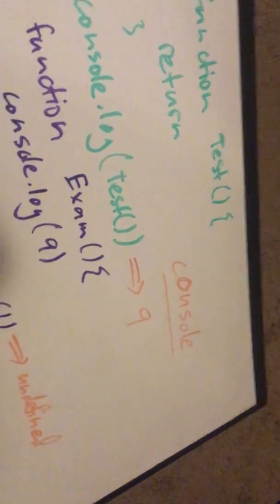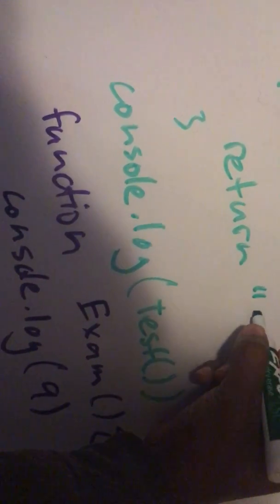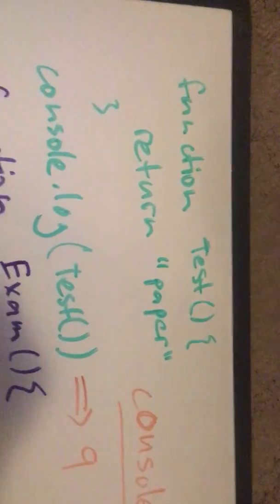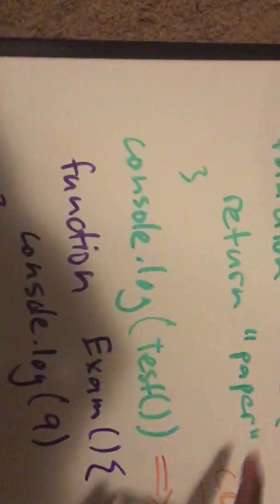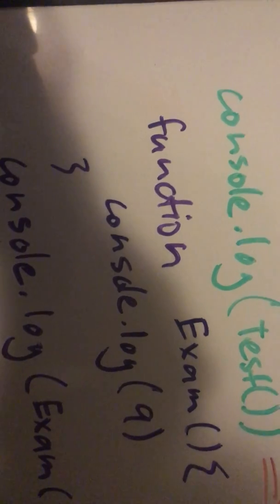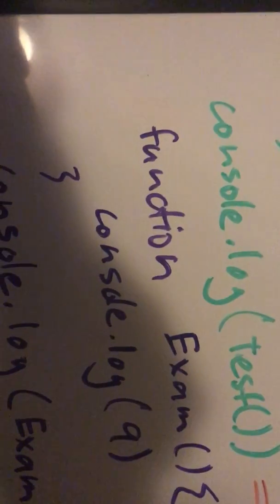In this case 9, but if I were to replace 9 with, for example, a string, so let's do that really quickly, and we're going to give it the string paper. Then if we were to console.log test again with this new return statement, what we would see in our console is the string paper.